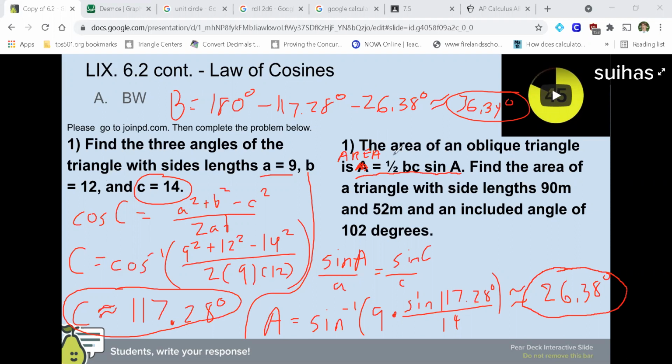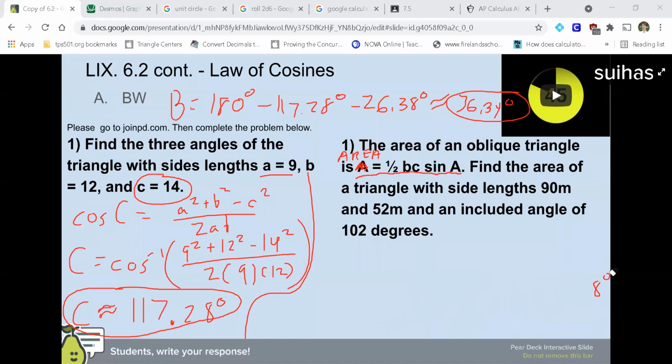Questions on number one? Or does anyone need more time to write? Because I'm just going to have to clear this bottom space. Okay. All right, I'm going to do number two here.